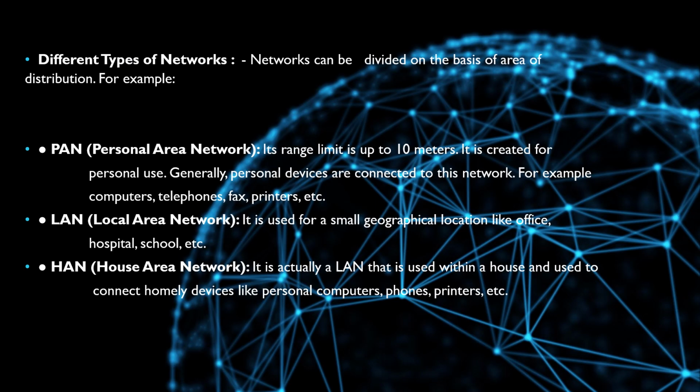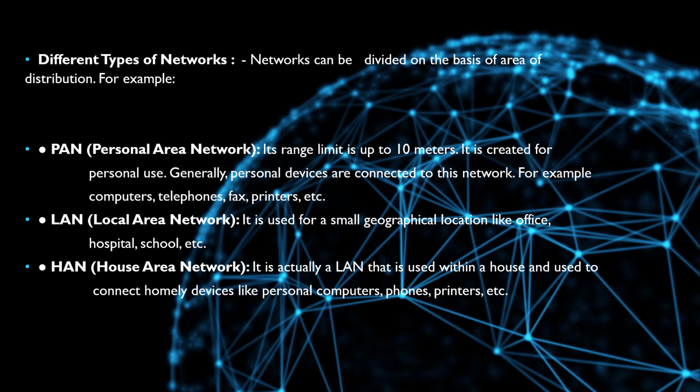We will now learn about different types of networks. The first network is PAN, that is personal area network. Basically, it works for a person, and the range limit is up to 10 meters. It is created for personal use.